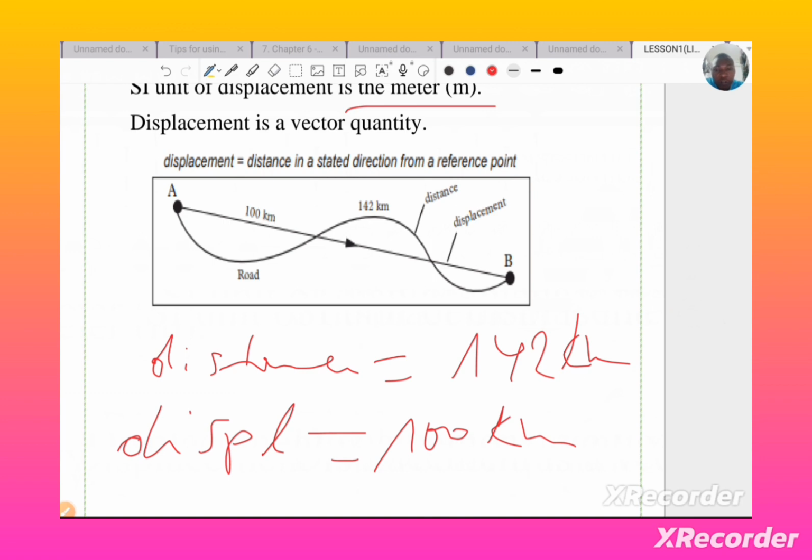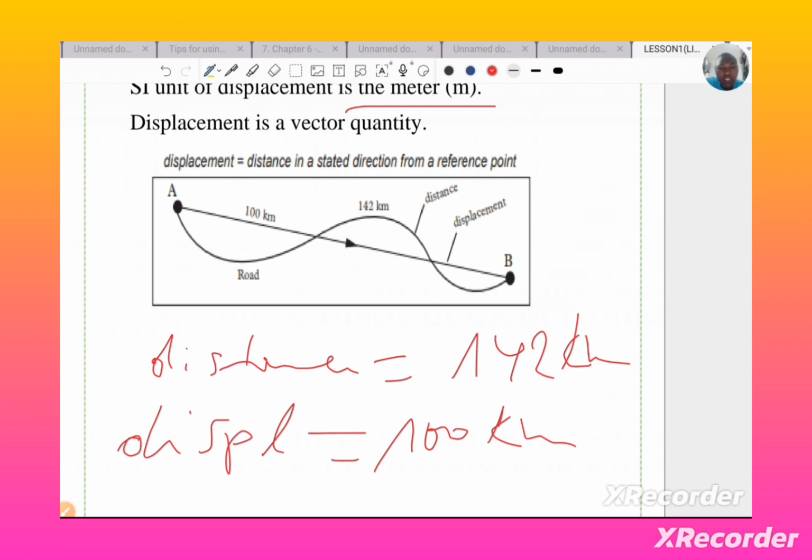So if you show this straight line without the arrow, it is not 100% correct. You must show the arrow. If you don't show the arrow, someone may say that it is from B to A, which is not the same as from A to B. When it comes to displacement, you have to indicate the arrow. If you don't indicate the arrow, the answer is not full. I hope that you have understood the difference between distance and displacement.